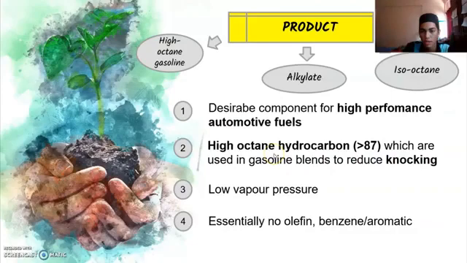So we go to product. The product of alkylation is alkylate, which is called isooctane, and also high octane gasoline. The product is a desirable component for higher performance automotive fuels such as for cars, trains, and motorcycles. It is a high octane hydrocarbon, more than 87, which is used in gasoline blends to reduce knocking. The product also has low vapor pressure and has no olefin, benzene, or aromatics.